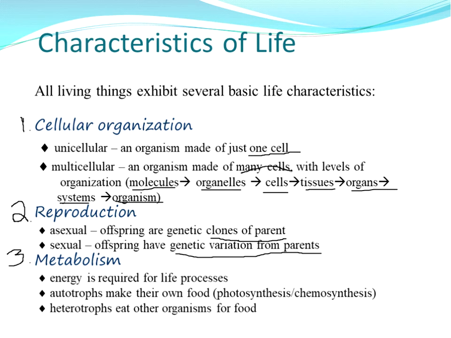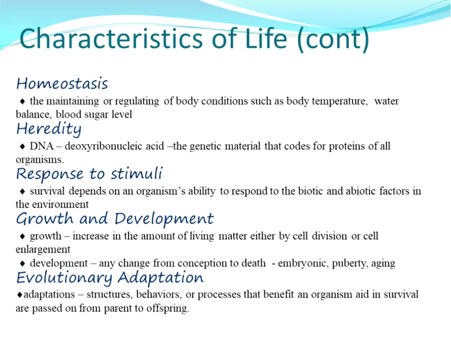With metabolism, every single thing must consume and be able to break down that food. Energy is required for all life processes. So, every single living thing is either an autotroph or a heterotroph. Autotrophs make their own food, so those are like plants, or bacteria sometimes. Heterotrophs eat other organisms, so that's all animals. All animals are heterotrophs. But all living things are one or the other.